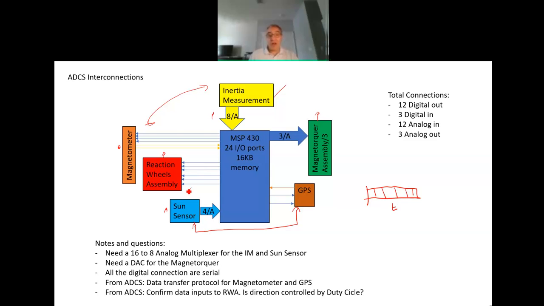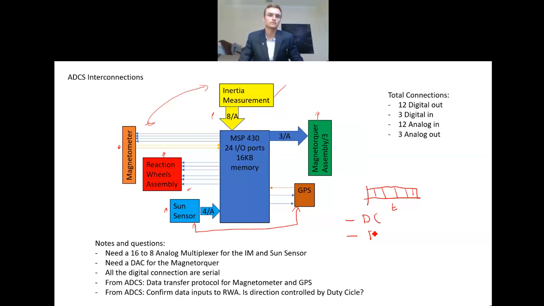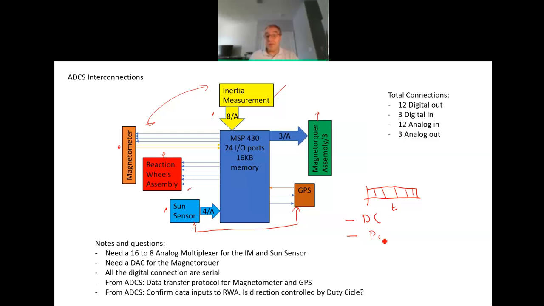There is a question mark right now, and actually I've been interacting with the manufacturer of the reaction wheel that I saw from our ADCS system, on the direction. Are we going to rotate positive or negative? The definition of that is, there are two options for that. The first option is with the duty cycle. The other option is basically with a polarity determination.